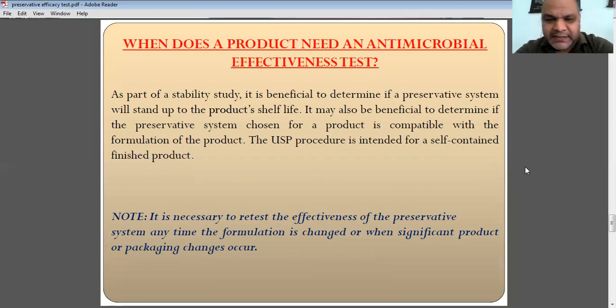So the note is that it is necessary to retest the effectiveness of the preservative system anytime the formulation is changed, or when significant product or packaging changes occur. So for preservative testing, from the production of the particular formulation up to the packing of the formulation, we can go through different phases, and in any of these phases we can check the effectiveness testings.